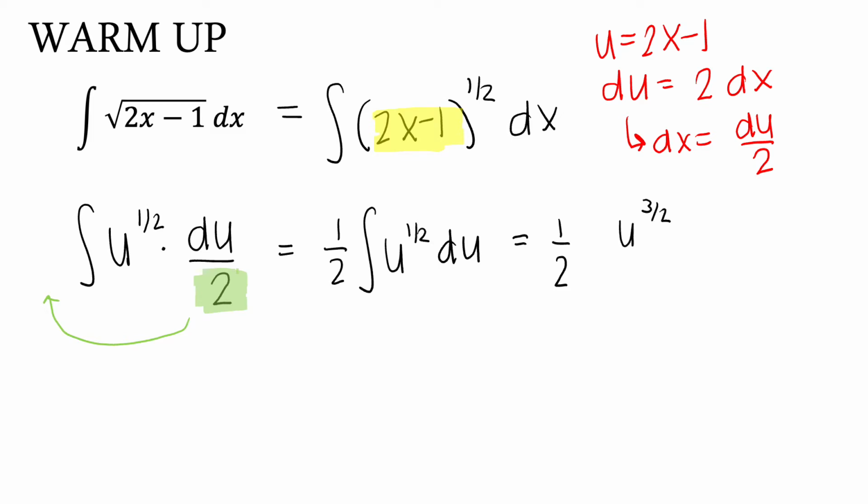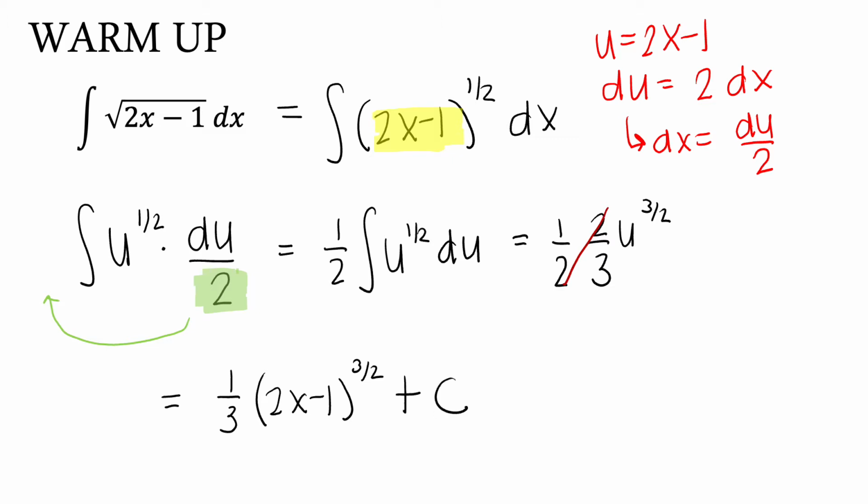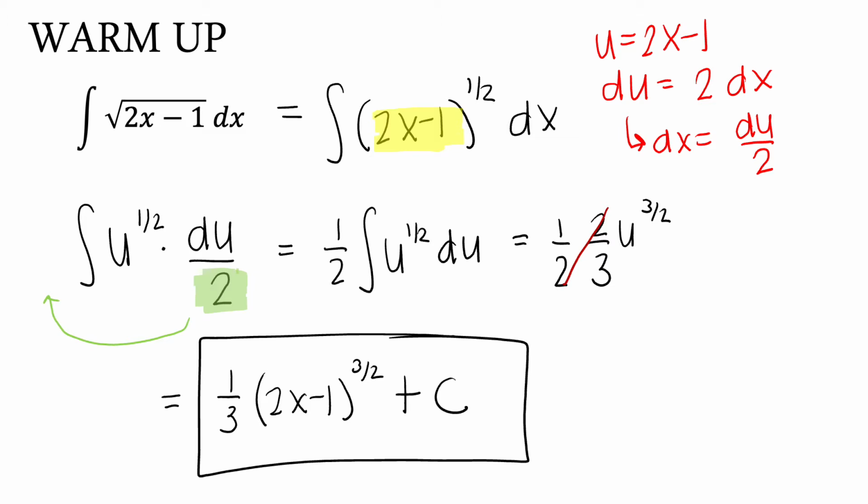Now I can just integrate as normal, so keeping my 1/2 on the outside, this becomes u to the 3/2 divided by 3/2 or multiplied by 2/3, and then my 2's are going to cancel, which leaves me with 1/3. I'm going to replace my u with 2x minus 1 to the 3/2, and since this is an indefinite integral, I need my plus c. So just a quick little warm-up to get your brain back into integration mode.